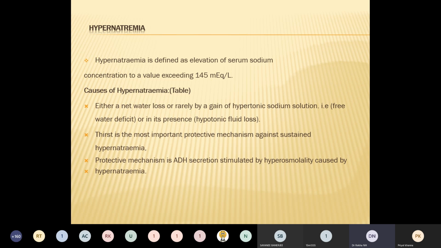So hypernatremia, nothing much. Hypernatremia is a sodium level of more than 145 milliequivalents per deciliter.